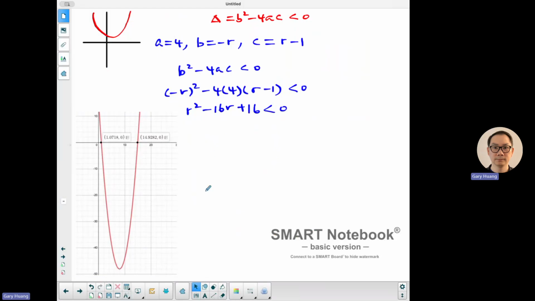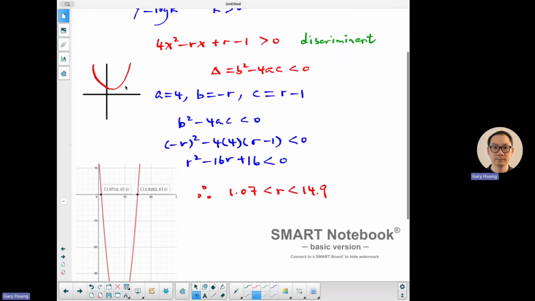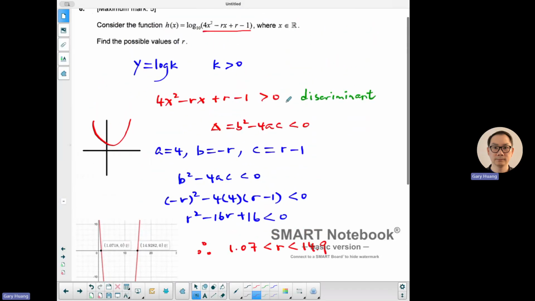So therefore, the possible r values are from 1.0736 is less than r, is less than 14.9. So within those numbers of r, the discriminant is going to be less than 0, which means the graph, the parabola, is not touching the x-axis, meaning everything is going to be positive. So the log function is possible.